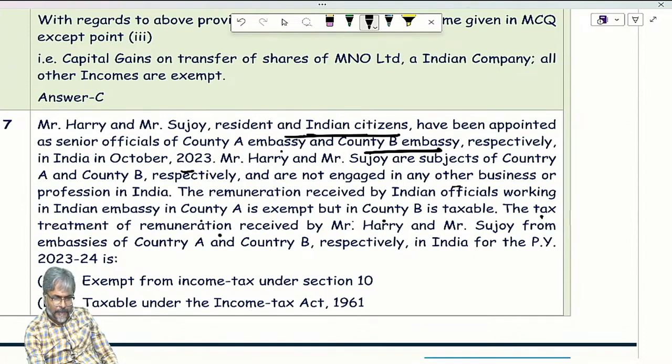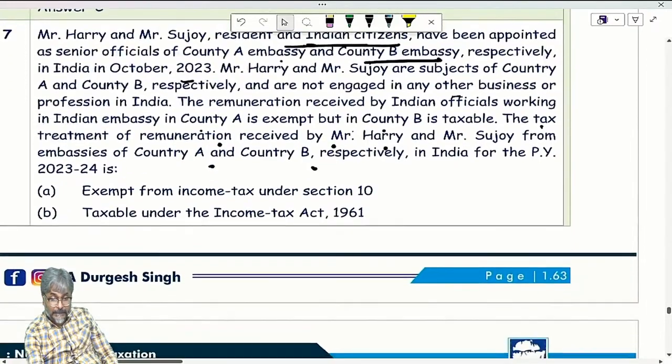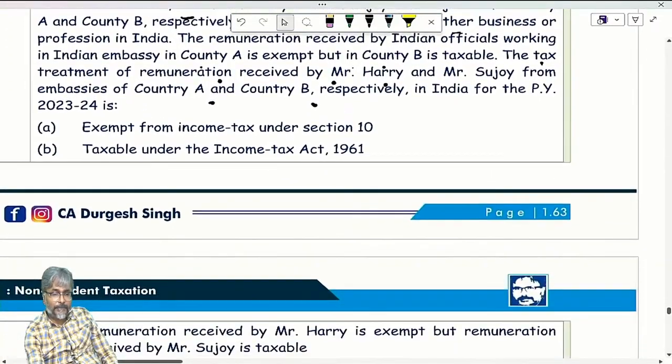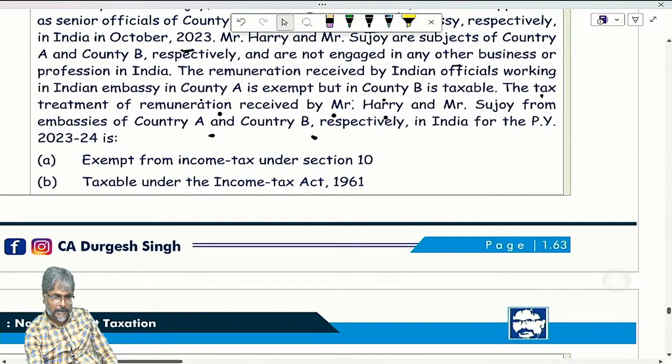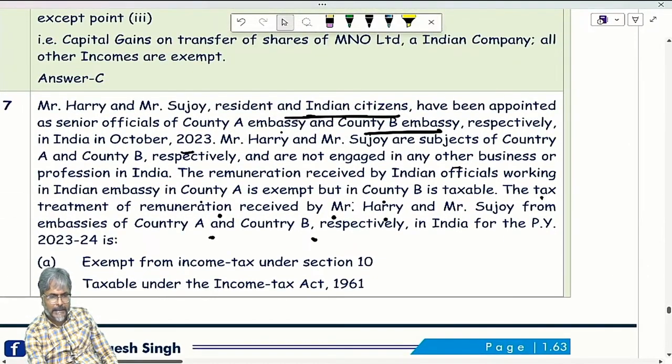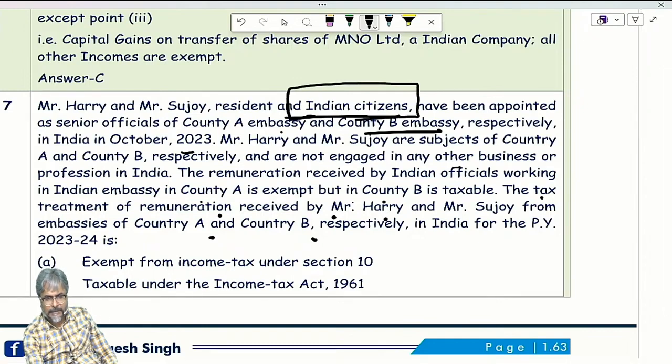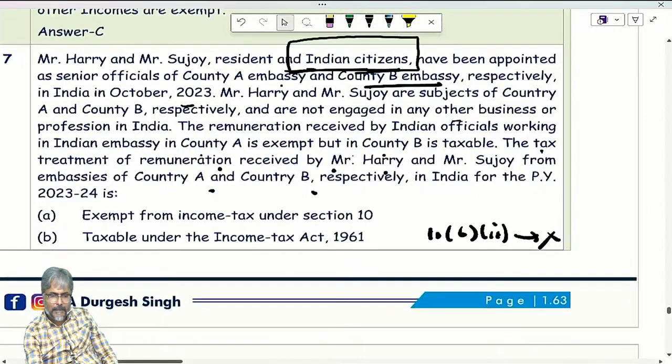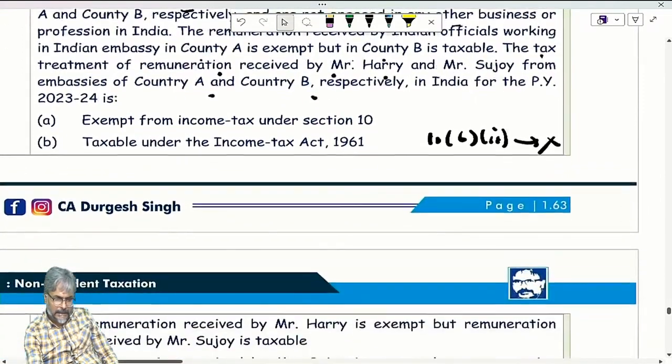The tax treatment of remuneration received by Mr. Harry and Mr. Sujay from embassies of country A and country B respectively in India for the previous year 2023-24 is in this context. So, the fact is that you are an Indian citizen. Therefore, in this context, 10(6)(ii) is not applicable. As simple as that, in this situation.